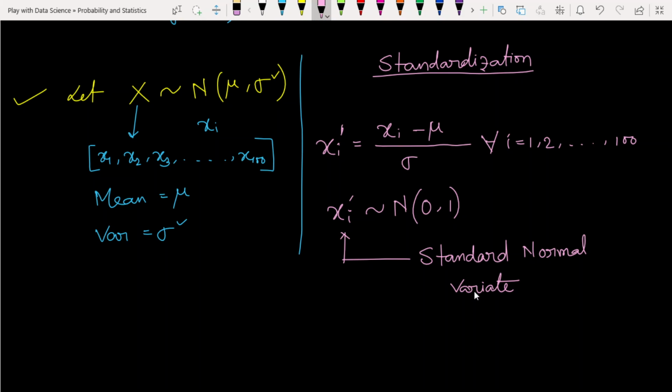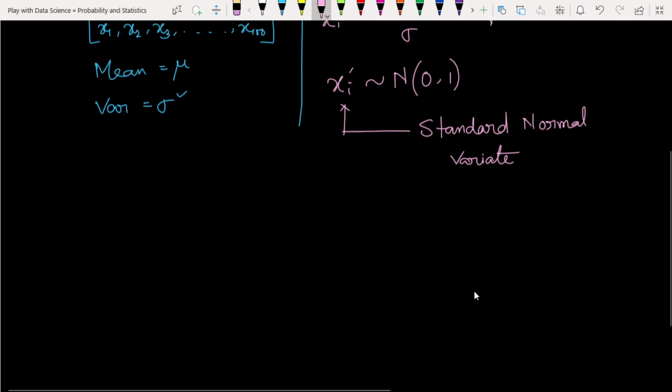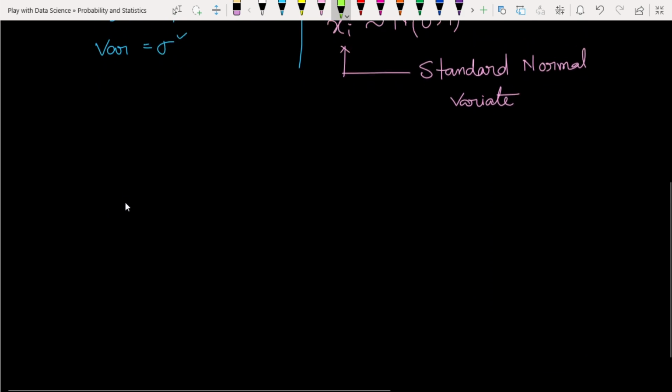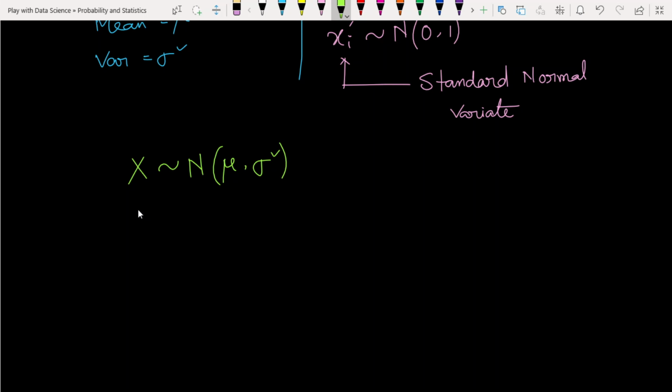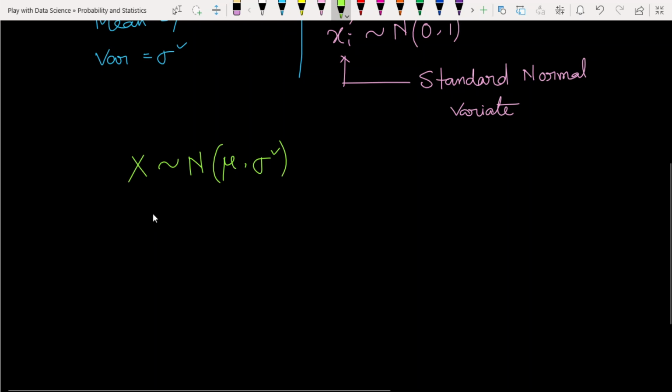Now the question is why we need to learn this concept, and why it is applicable in the real world. Let's see. Suppose anyone gives a distribution of a data set X that follows a normal distribution with mean mu and variance sigma square. Using this formula, we can easily convert this distribution to a standard normal distribution Z.